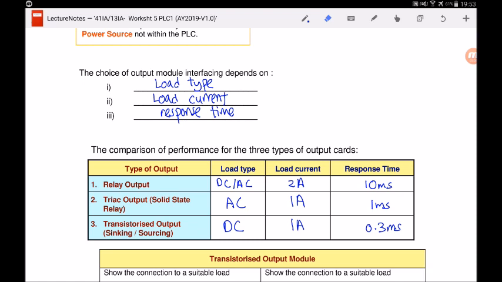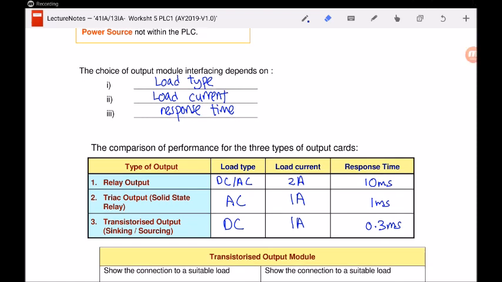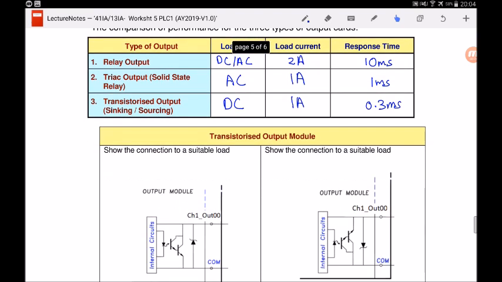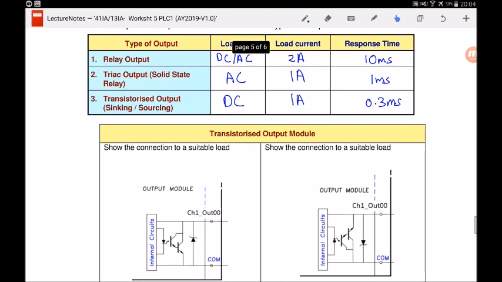So whether to purchase a relay output, triad output, or transistorized output, it really depends on your load type, whether it's an AC load or DC load, your load current, whether you need up to 2 amperes or 1 ampere is good enough, and even the response time. Do you need a very fast response time output card? All this depends on your output devices that you're going to connect to the output module of the PLC. So now let's take a closer look at each individual output module card.